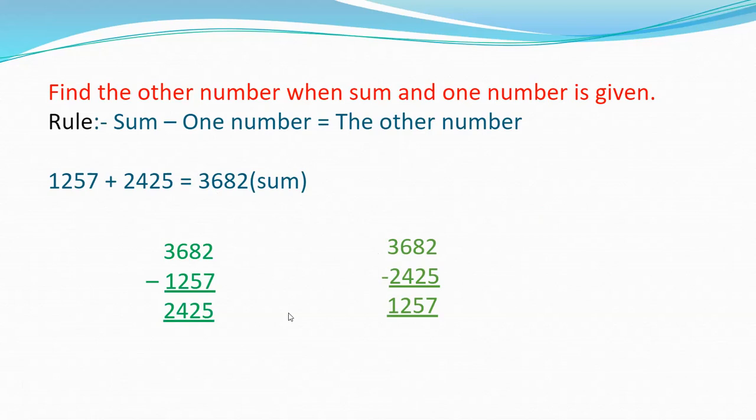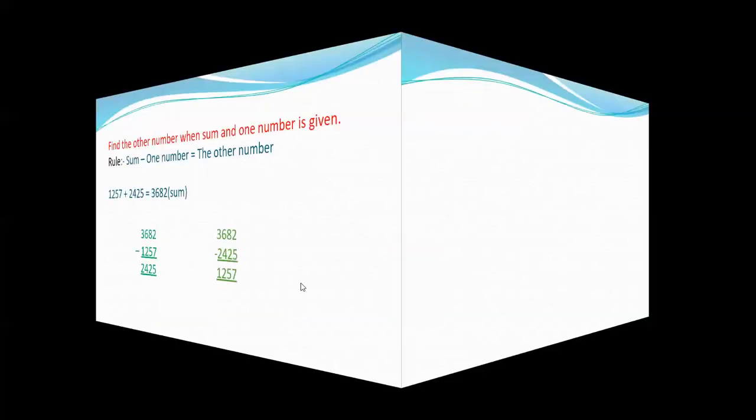We will find out the other number which we have to find, and we don't know the number. We know only one number and the sum. So it's very easy to find out the other number by subtracting the given number from the sum. Now let us study the next one. What is the next thing?